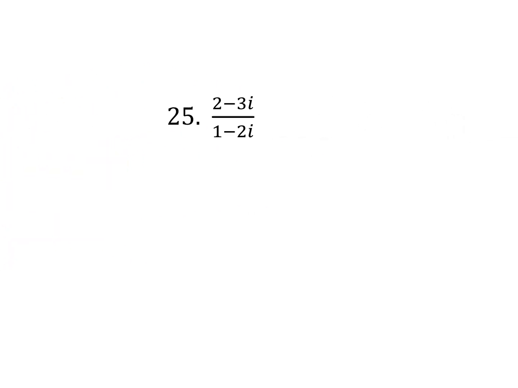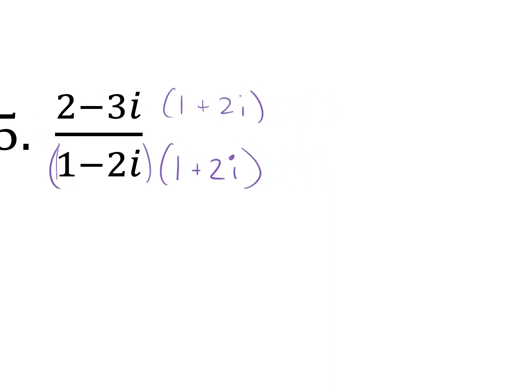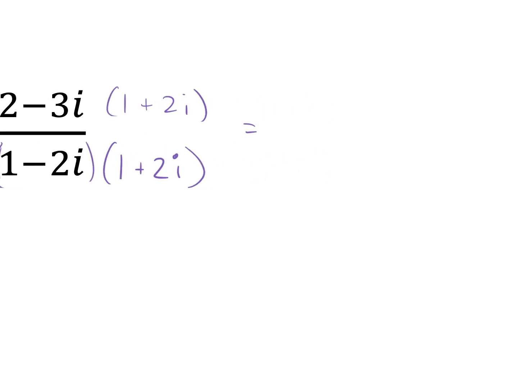Let's look at 25. Whenever we're dividing by imaginary numbers, we have to multiply by the conjugate of the denominator. So our conjugate is the same thing, but the sign in the middle changes. So instead of 1 minus 2i, it'd be 1 plus 2i. We have to FOIL both. So let's start by foiling out the top.